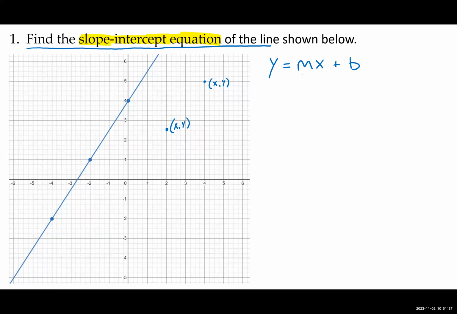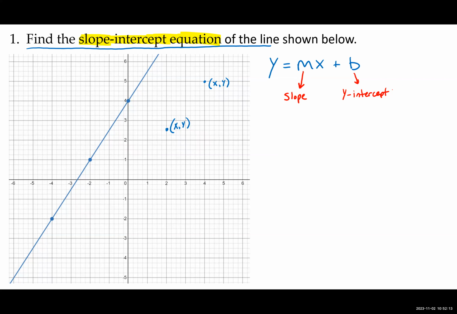Now, the m stands for the slope of the line, and the b stands for the y-intercept. Or we could say the y value of the point, which is the y-intercept, where the line crosses the y-axis. So for any problem, and this is important, thinking big picture: for any problem, find the slope-intercept equation of the line.